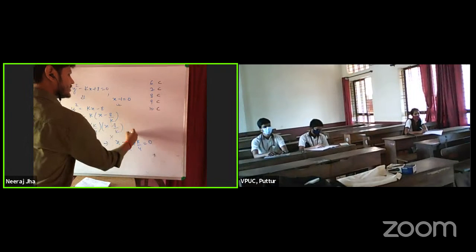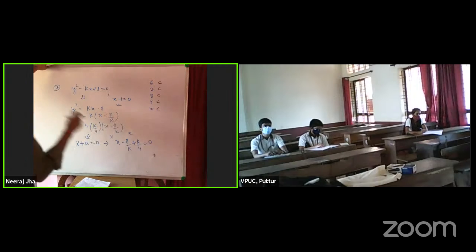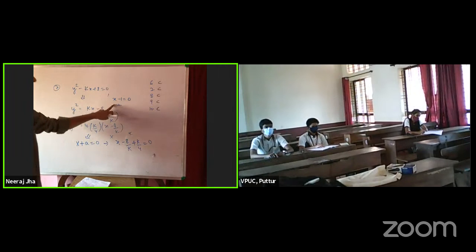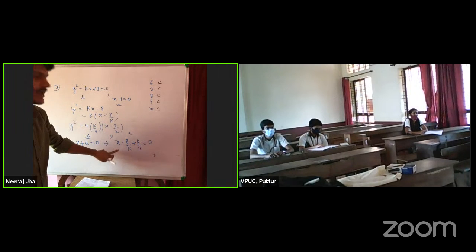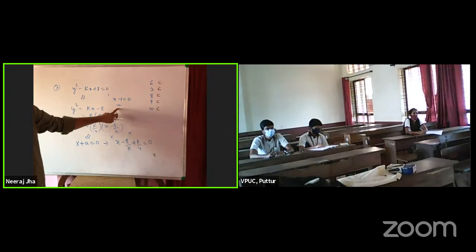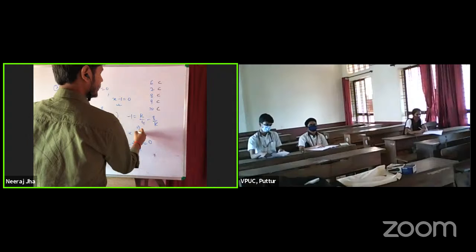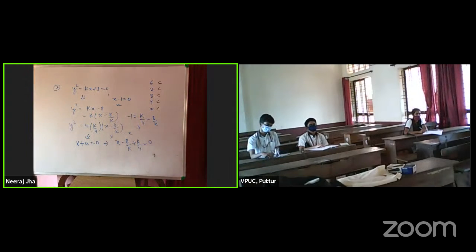See, on comparing these two lines, these two lines will be equal. Why will they be equal, sir? This is also the directrix and this is also the directrix. Hence, these two lines will be equal. Therefore, minus 1 is equal to k upon 4 minus 8 upon k. You will get a quadratic in k. You can solve it now. You can do it by yourself.